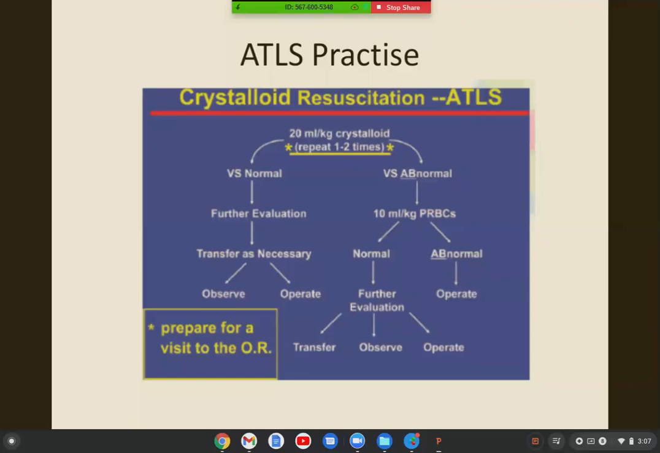and we operate. If after a bolus of blood physiological stability is achieved, we keep the child for observation, and if the kid deteriorates, we operate. Otherwise, we observe, anticipate, and transfer to the intensive care unit as needed.